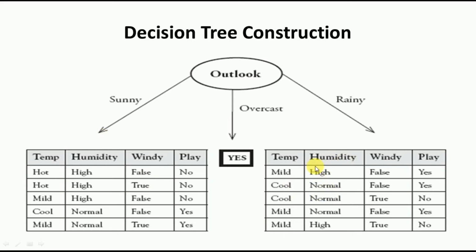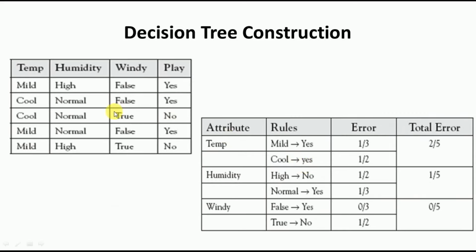Now coming back to this side, we need to identify the least error attribute here. The same procedure. Temperature has 2 possibilities: mild, cool here. I will take temperature. Mild is appearing how many number of times? 3 times: yes, yes, no. So that means 2 times yes, 1 time no. Mild is equivalent to yes, 1 is error. Cool is appearing 2 times, 1 is yes, 1 is no. So definitely we can write cool is equivalent to yes or cool is equivalent to no. If you select any of them, 1 by 2 is the error. So total error is 2 by 5.